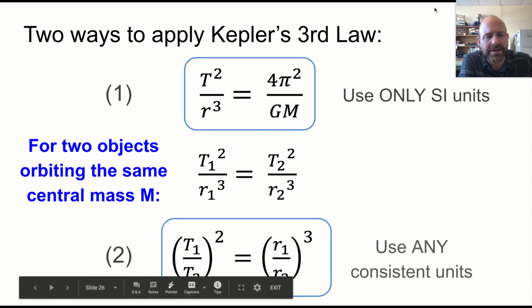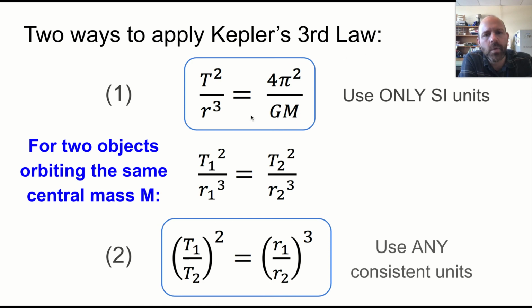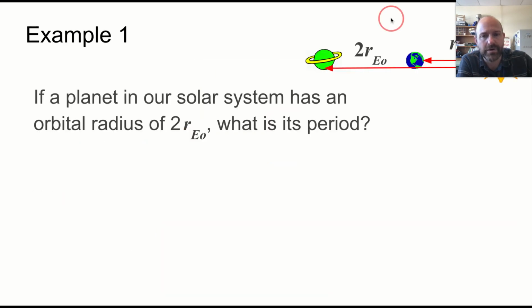So it's very important that there are these two different methods. For number one, you should be able to get there using what we know about circular motion and gravitation. For number two, it's just a ratio that's worth remembering.